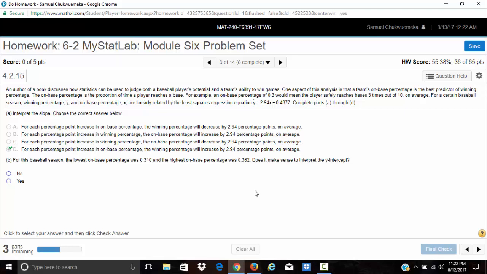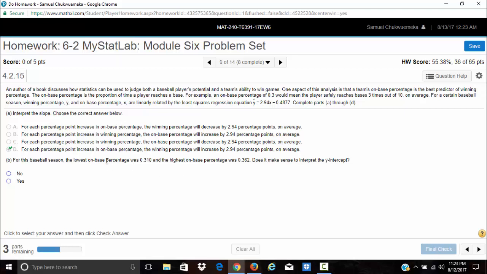You look at the x and y and find out whether they are really related. If they are related, find the least squares regression equation. Then you use it to predict y for values of x that fall within the range of that original data set that was given to you.